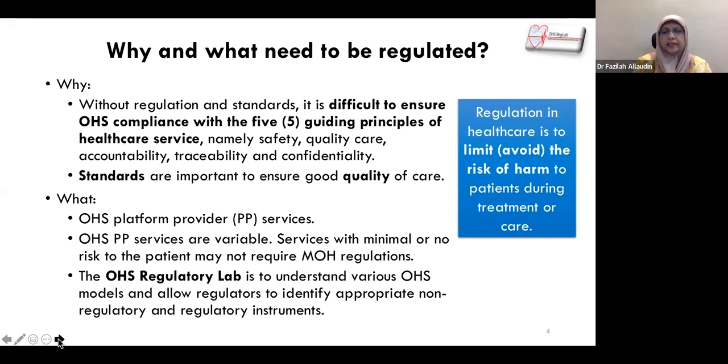And what needs to be regulated? In our journey, we are talking about regulating the platform provider and the services. Online health services can vary, from services with very minimal risk to the patient, for example category 1, which is just information or booking for appointments and may not even require regulation. So the regulatory lab is to understand all the various models of online health services out there and allow an appropriate regulatory instrument. For your information, online health services started in Malaysia in 2015, but picked up very much and had a trajectory during COVID.